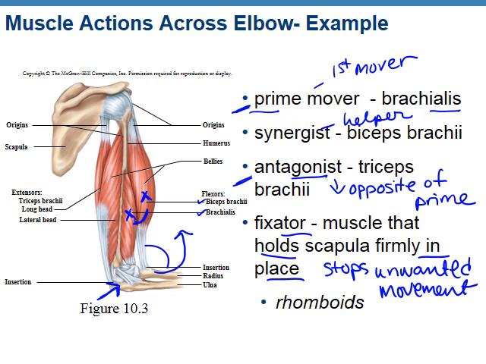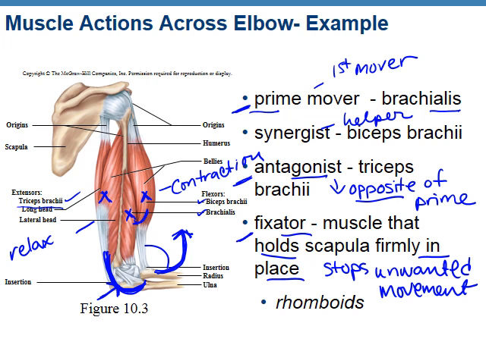The antagonist does the opposite. The antagonist is the triceps brachii. So the triceps brachii, it has to relax. If you're going to flex the arm, the muscle in the back has to do the opposite of the prime mover. It has to relax. So while these are contracting, becoming smaller, these are going to relax or become longer, if you want to think of it that way.